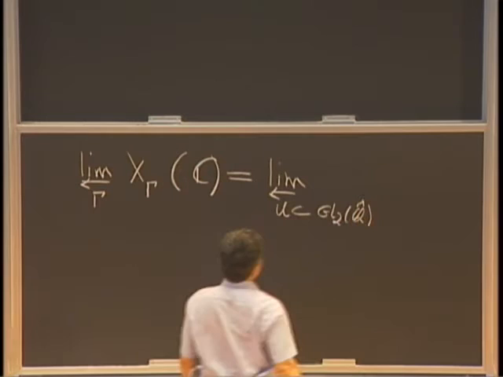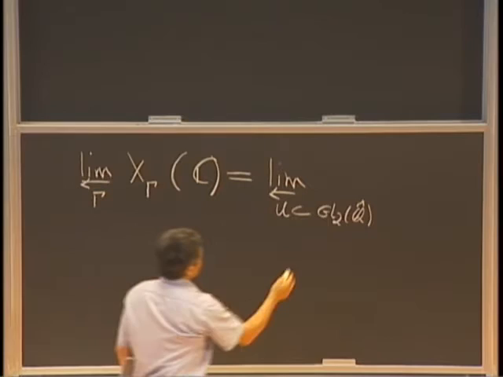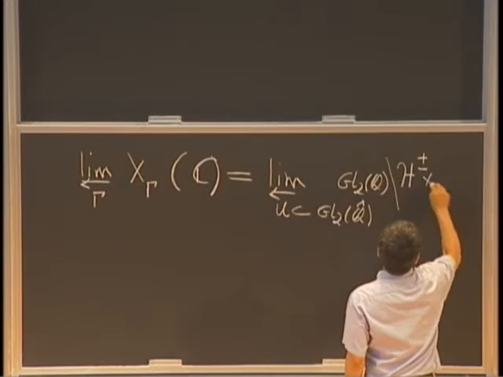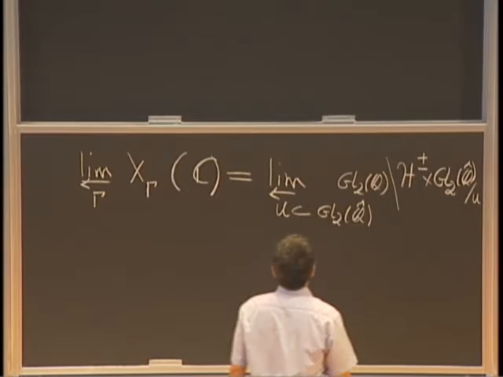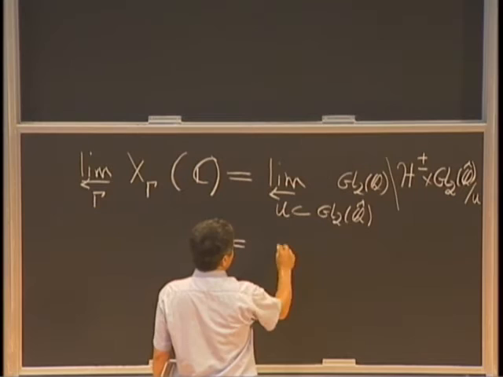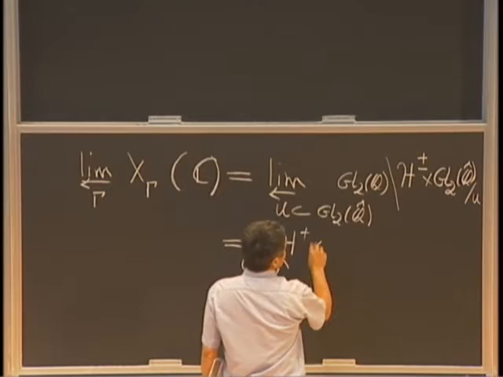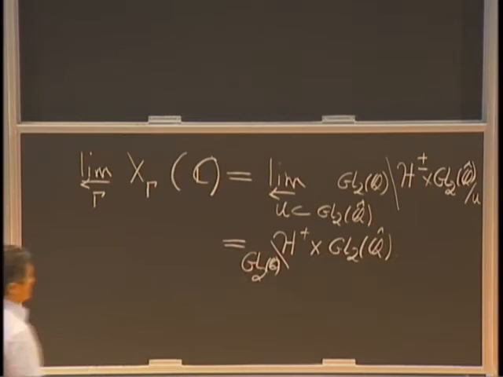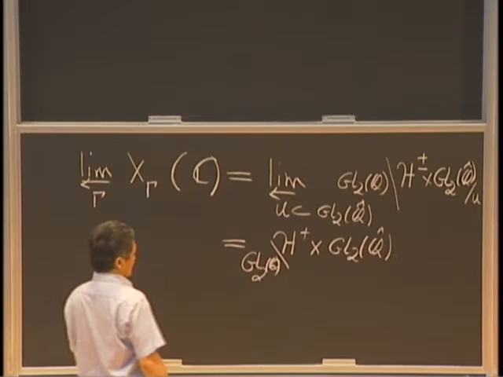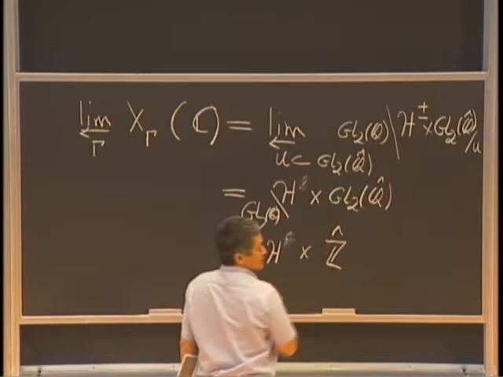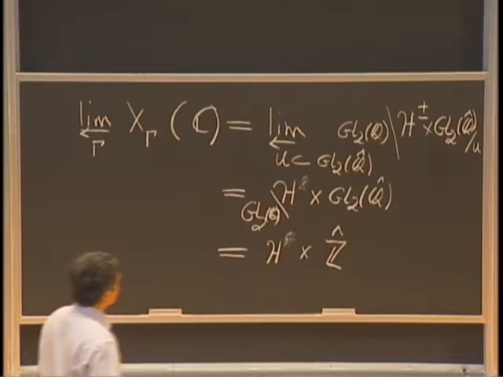So this has an action by GL2 of Q hat. Take the upper half plane plus or minus, and GL2 of Q hat modulo U. In fact, in this case it's probably much simpler. It's simply H plus times GL2 of Q modulo GL2 of Q hat, as a set. So this is not canonically equal to X plus; X plus is itself times Z hat. So it's a very simple description. This has an action by GL2 of Q hat, and this description is very easy to describe.